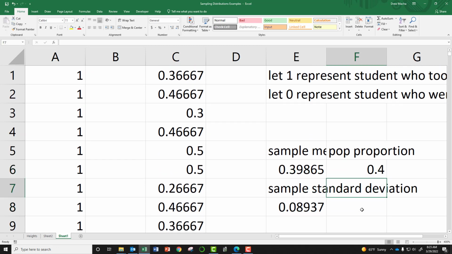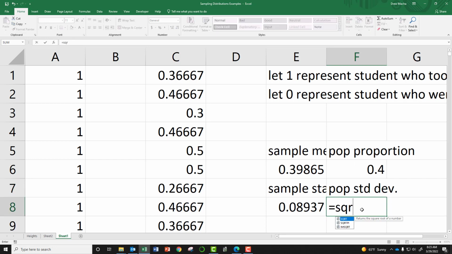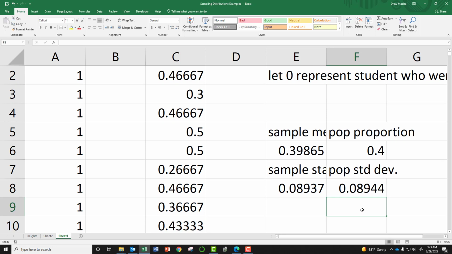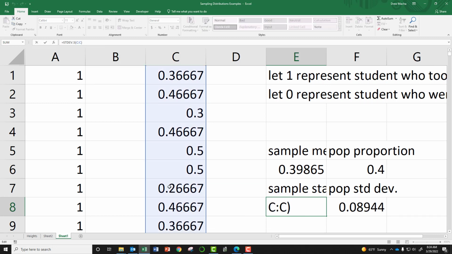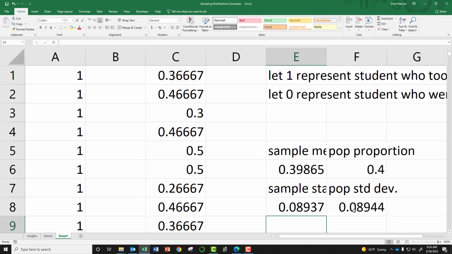The standard deviation, my population standard deviation here, should be the square root of p, which is the population proportion, 0.4, times 1 minus p, which will be 1 minus 0.4, then divided by n, which is my sample size, which is 30, and that is 0.089, which is the same thing as I calculated whenever I took the standard deviation of all of these sample proportions. So I still got 0.089, 0.089, that checks out as well.